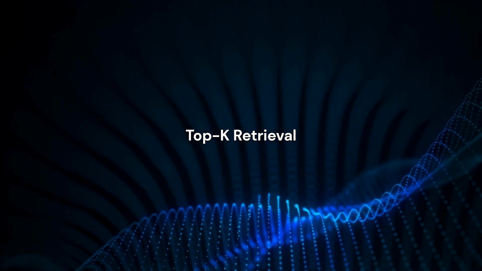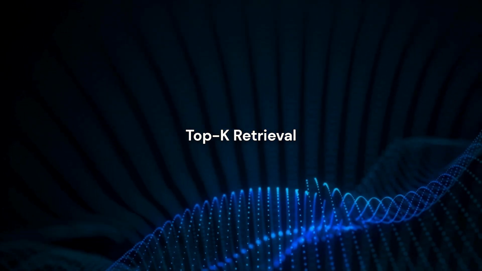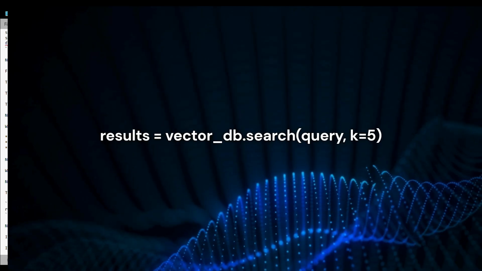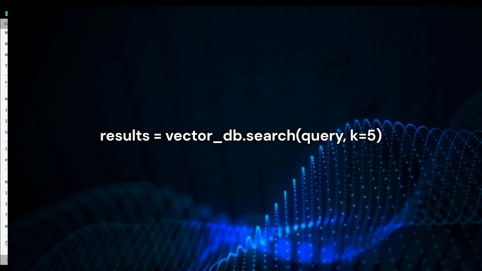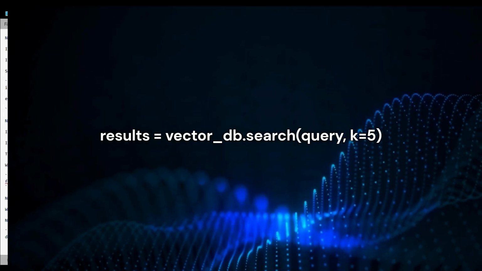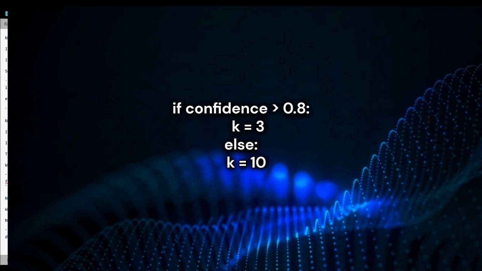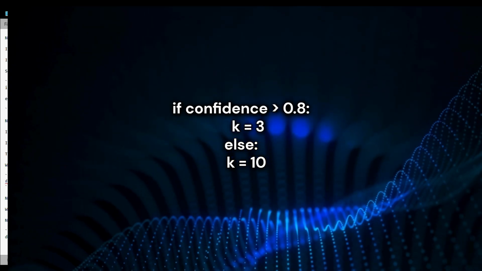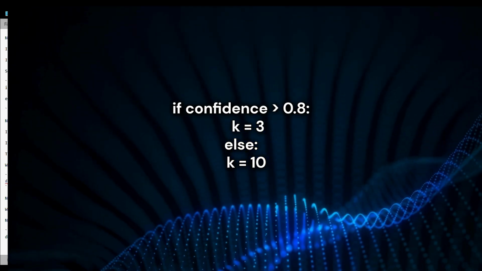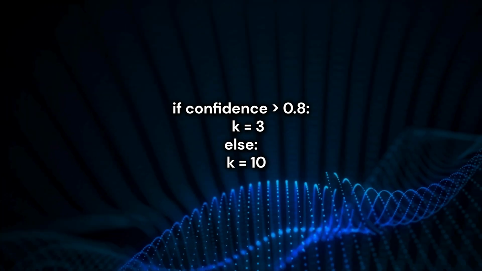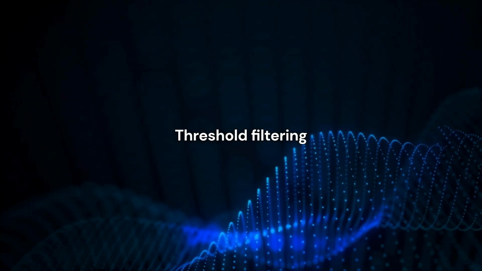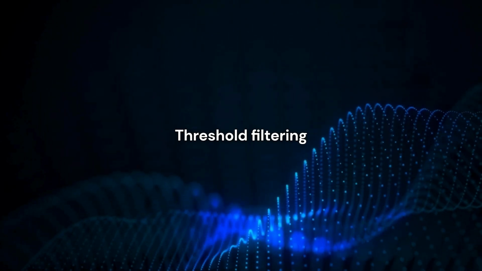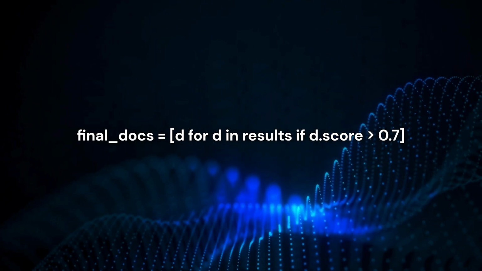Top K retrieval means how many documents we retrieve. If K is too small, we miss important information. If K is too large, we add noise. So we use dynamic top K. If the system is confident, we retrieve fewer documents. If the system is not confident, we retrieve more documents. This makes the system adaptive. We also use threshold filtering. We are removing weak matches and only keeping strong relevant documents.